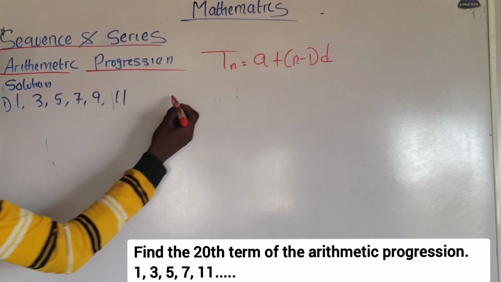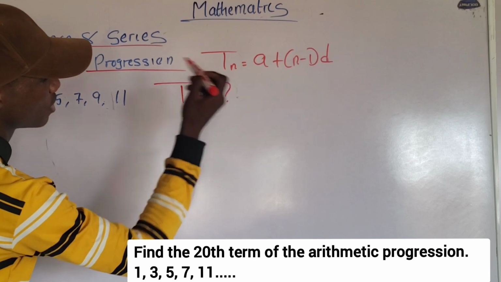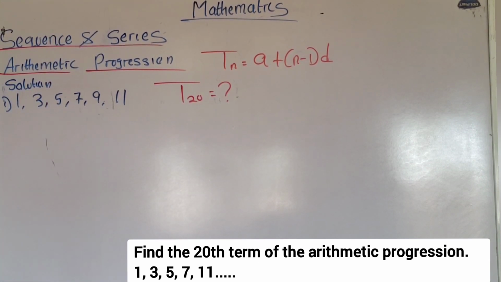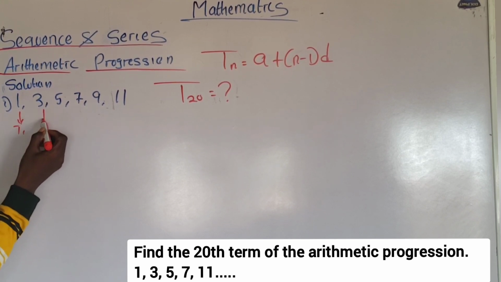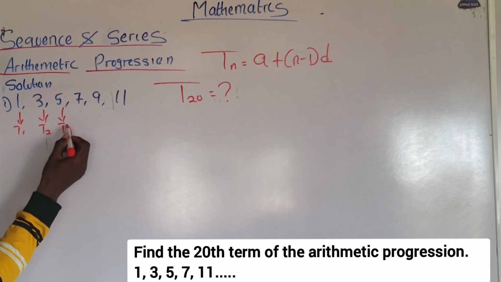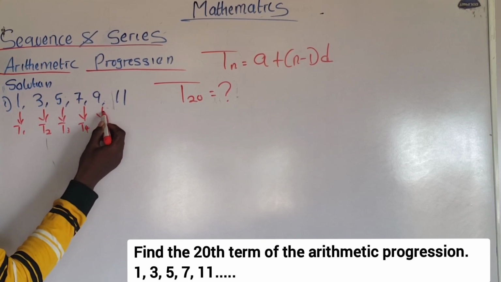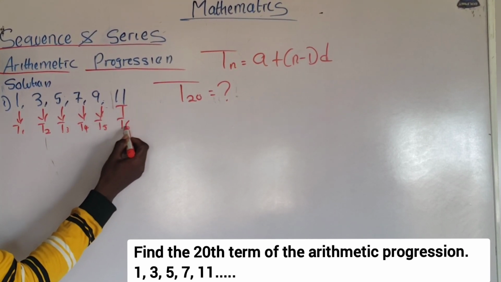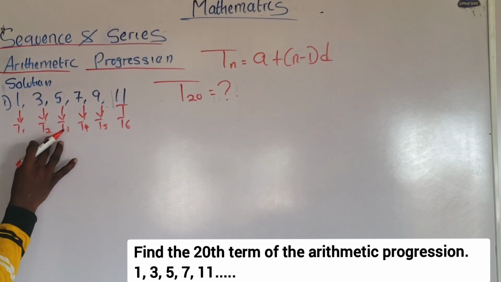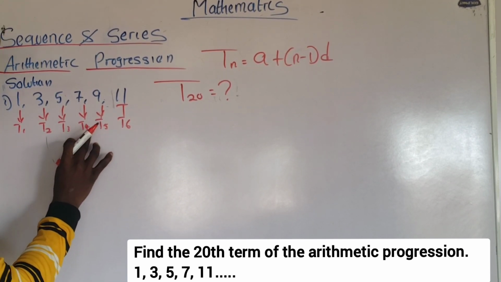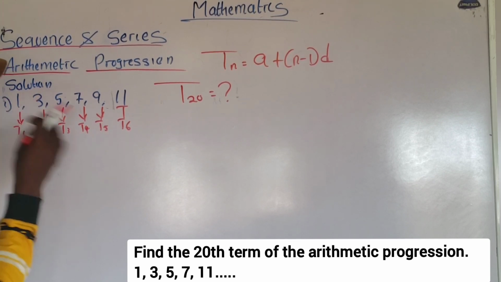In this question, we are asked to calculate the 20th term. That means T20 is unknown. That is what we are asked to calculate. Now, we are given some numbers, and those numbers have their place. Are you paying attention? n simply means the position of the individual numbers in our sequence. So T1 is 1, this is T2, this is T3, T4, T5, and this is T6. The first term is T1, the second term is T2, the third term is T3, the fourth term is T4, the fifth term is T5, and the sixth term is T6.